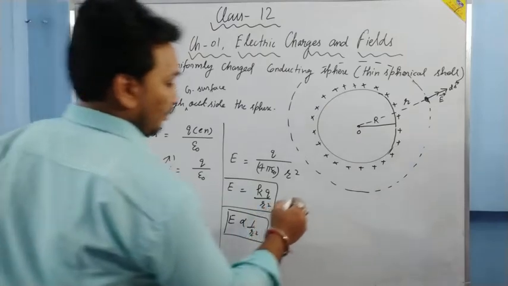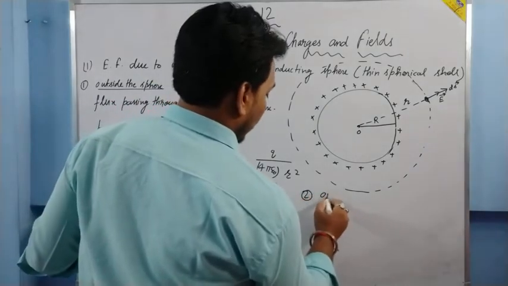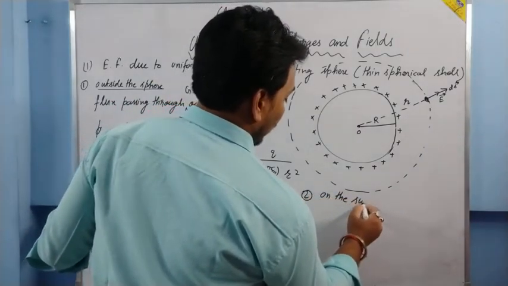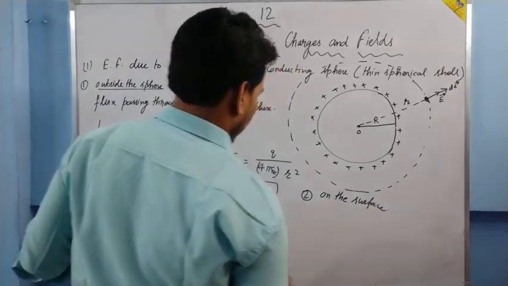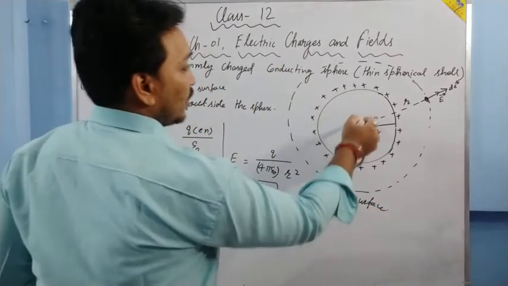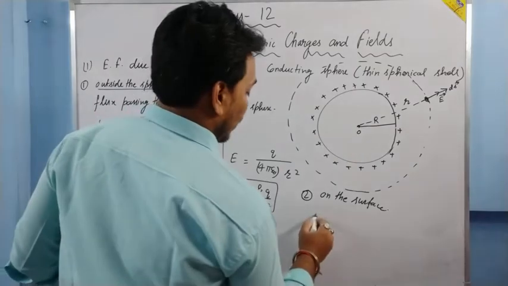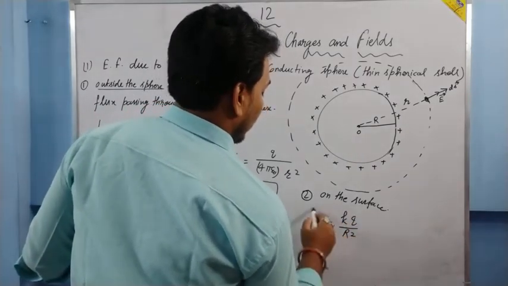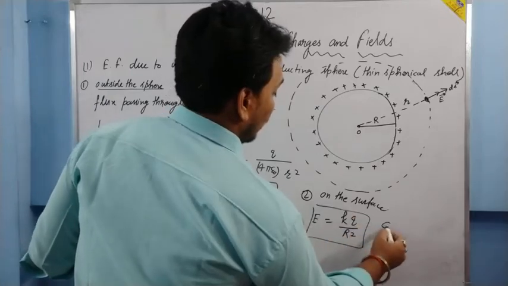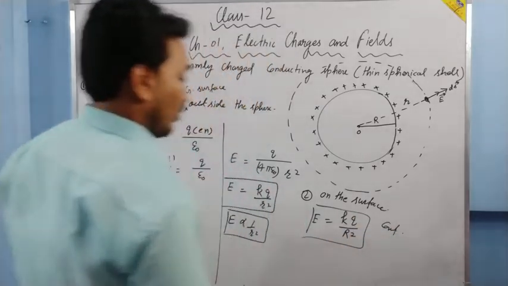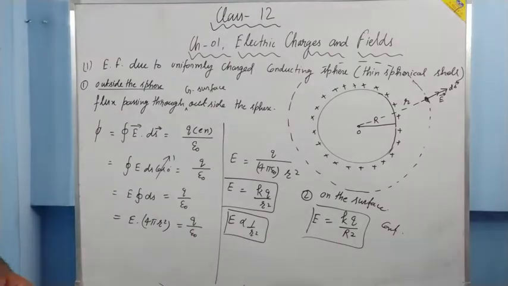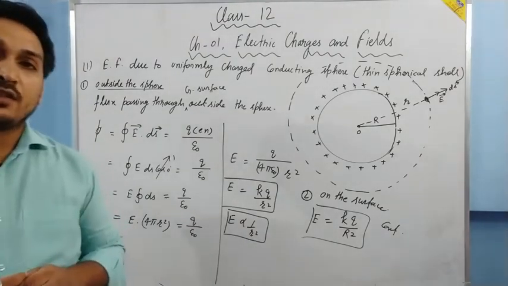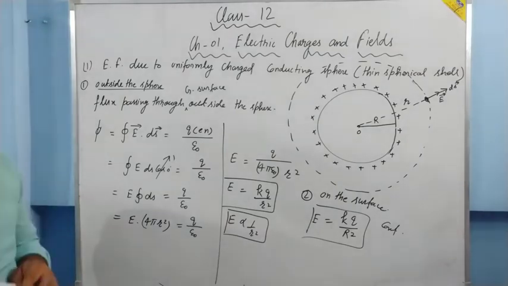Second is on the surface. So for on the surface, in place of small r, it will be capital R. So electric field will be kq by capital R square, which is constant. Okay, it is not varying. It means that at every point on the surface of the sphere, the electric field remains constant.